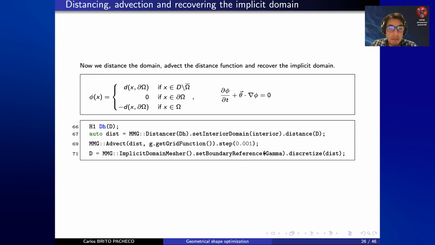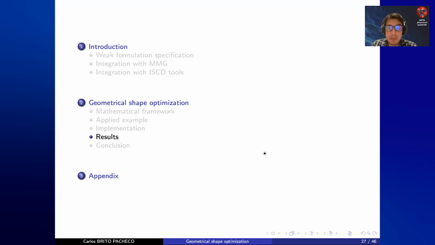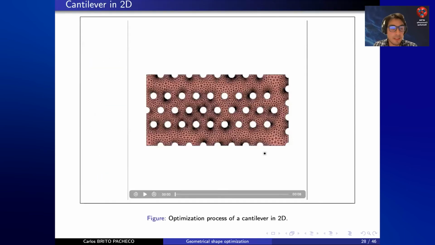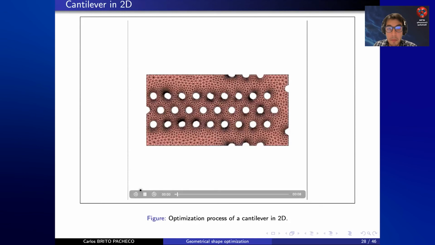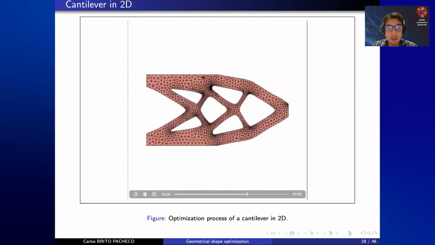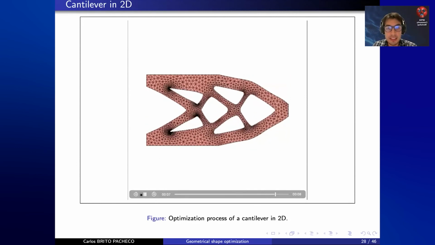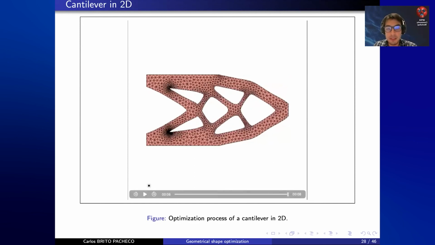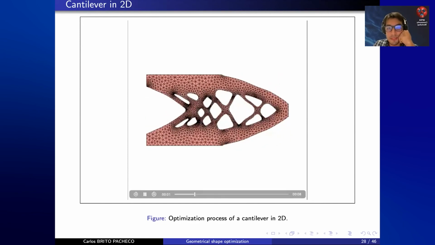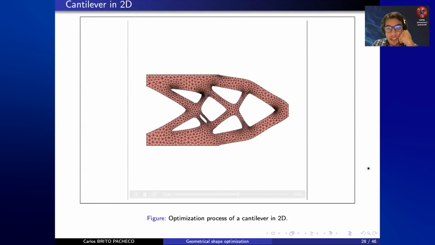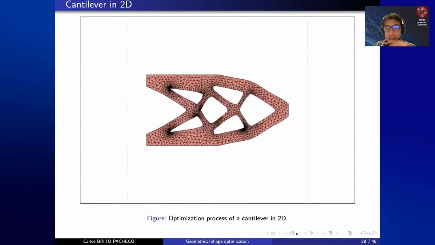So with this, we have our algorithm and our implementation, and I will just quickly pass on to the results if I have time. So this is the problem we just solved. This is the optimization process of a cantilever in 2D. So there's quite a bit of topological changes, and it's always exact. The representation is always exact, and you can always solve the elasticity equation over this domain.